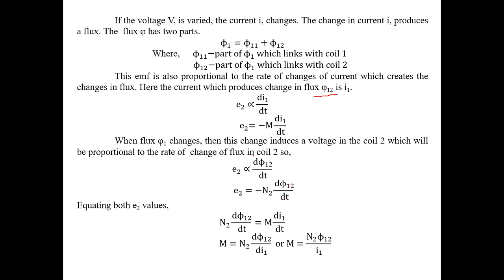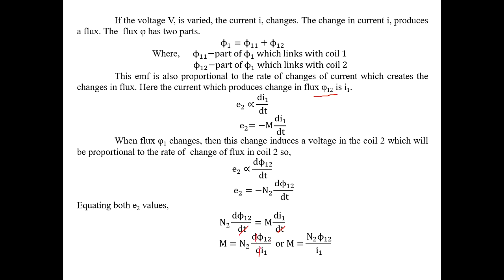Here we have two E2 equations. Just equate these two equations, then the minus signs will be cancelled, and dt also gets cancelled. Then we get M, the mutual inductance. M is equal to N2 into d phi 1 divided by di1.